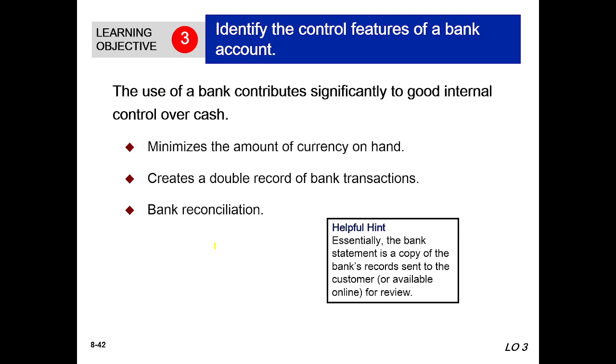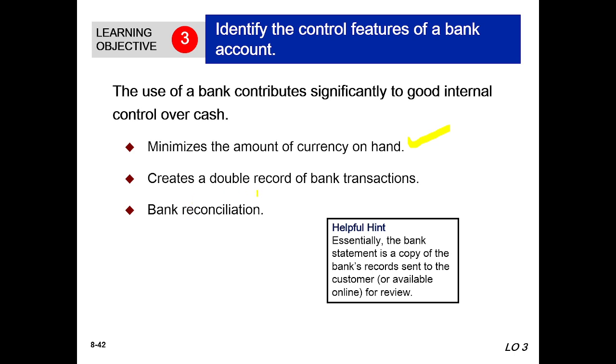Next, identify the control features of a bank account. Here we need to use a bank. The use of a bank contributes significantly to good internal control over cash. Keep in mind, everybody, that for good control we need a bank. We can deposit our money into the bank and minimize the amount of currency on hand.